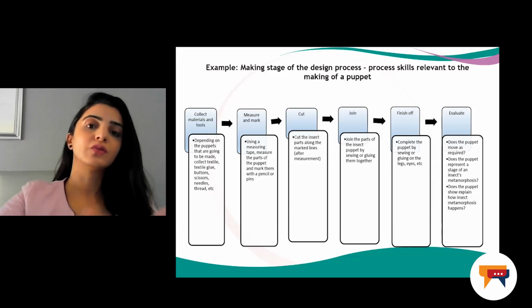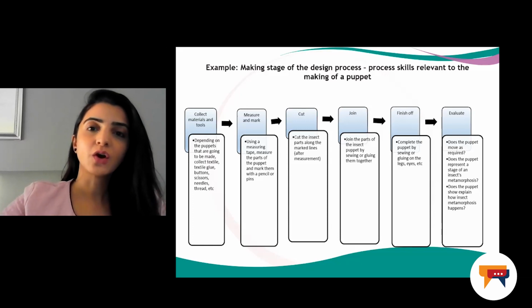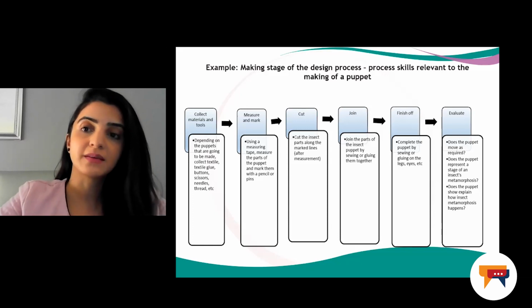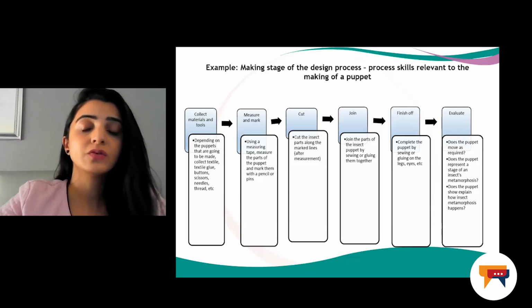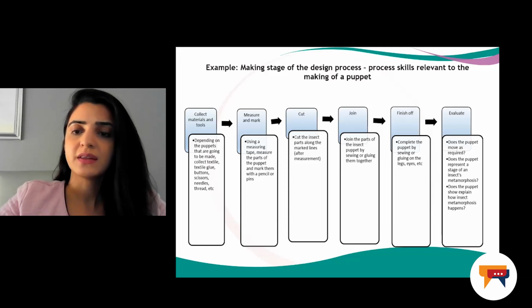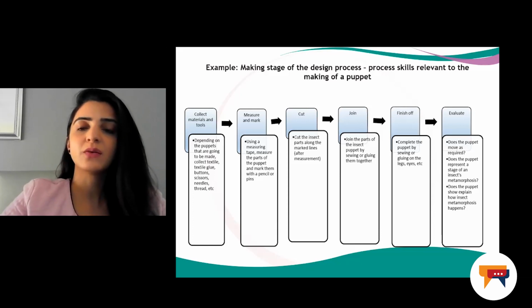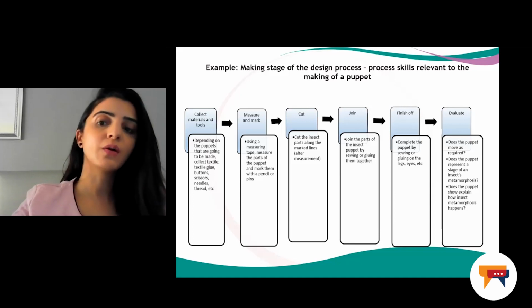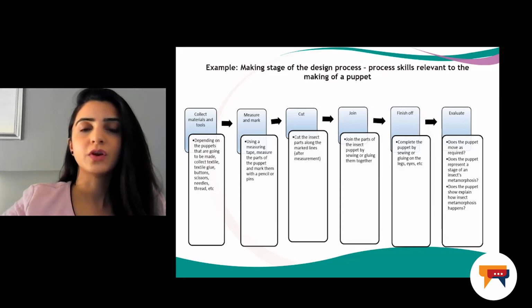This is how they work through this process so that they make sure that the making stage is done in accordance with what the criteria expects them to do. Cutting along the dotted lines is very important, to work on the skill, to join certain things together, to finish off, and how to evaluate. Does the puppet represent what they're making? That's when they start explaining and using communication to evaluate and to understand what they've done.